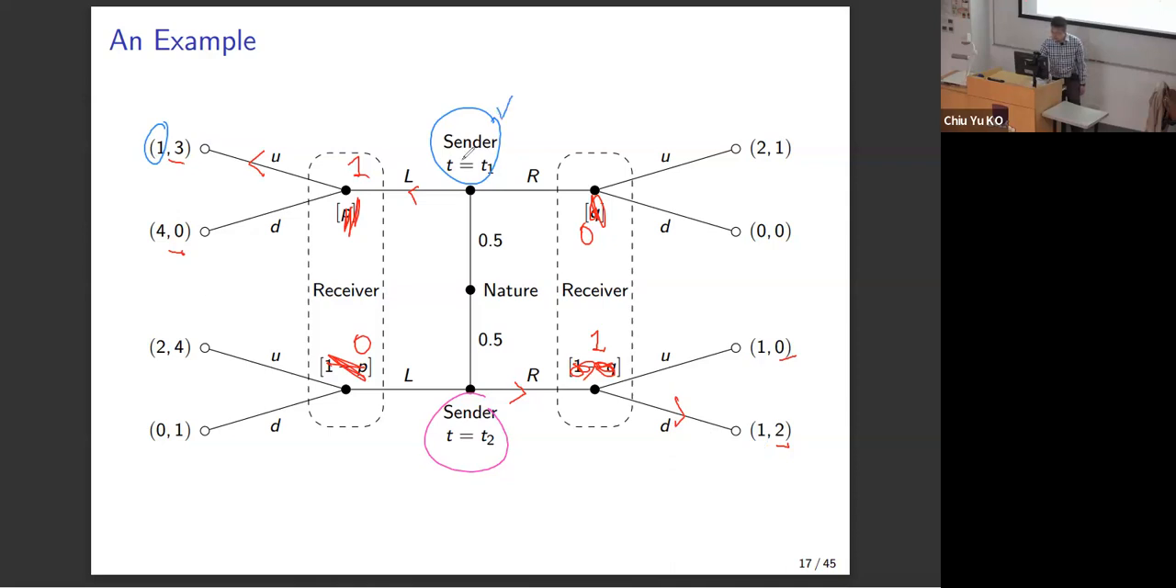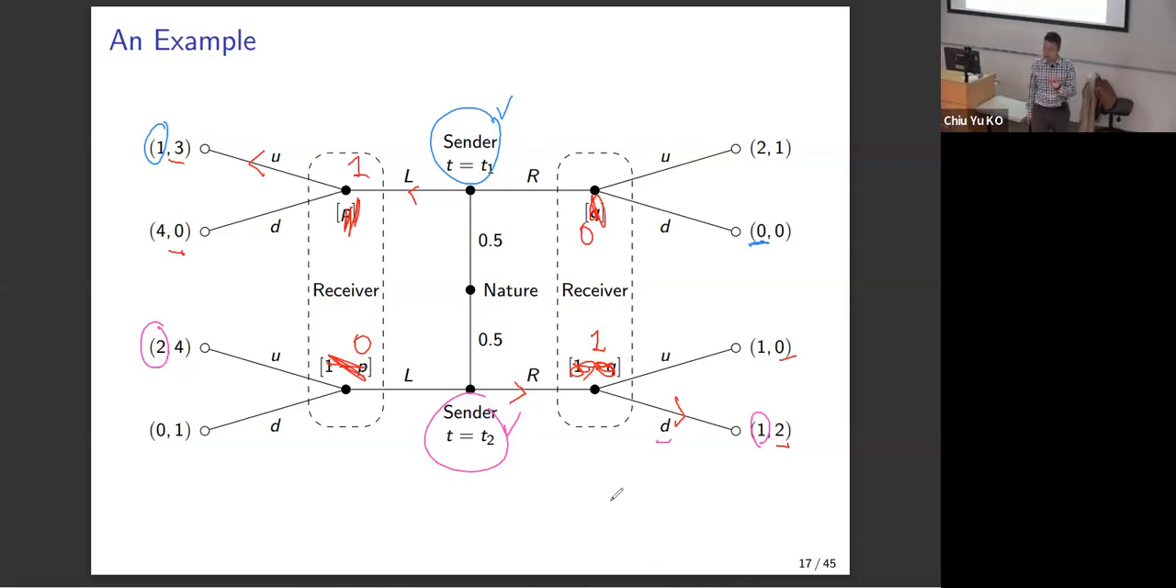So go back to sender 1. If I send L, it's 1. If I send R, he thinks it's D, so I actually get 0. Right? Because it's above game, right? And sender 2, I send D, actually I get 1 here. If I send left, U is chosen because they think it's here, I get 2. Right? Then you would not do this.